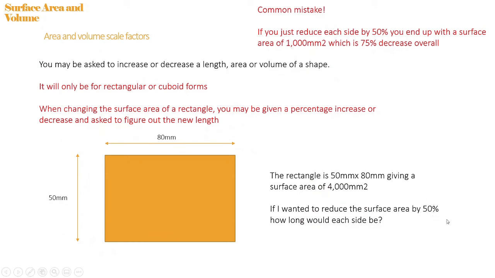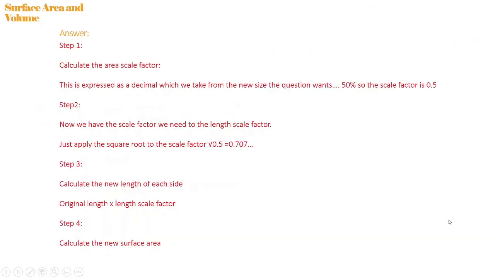So 50%, so scale factor of 0.5. So then step two, now we have the scale factor, we need the length scale factor. So just apply the square root to the scale factor. So square root of 0.5 is 0.707, and then there is more points to that. Calculate the new length of each side. So that is original length times the length scale factor. And then calculate the new surface area from that.